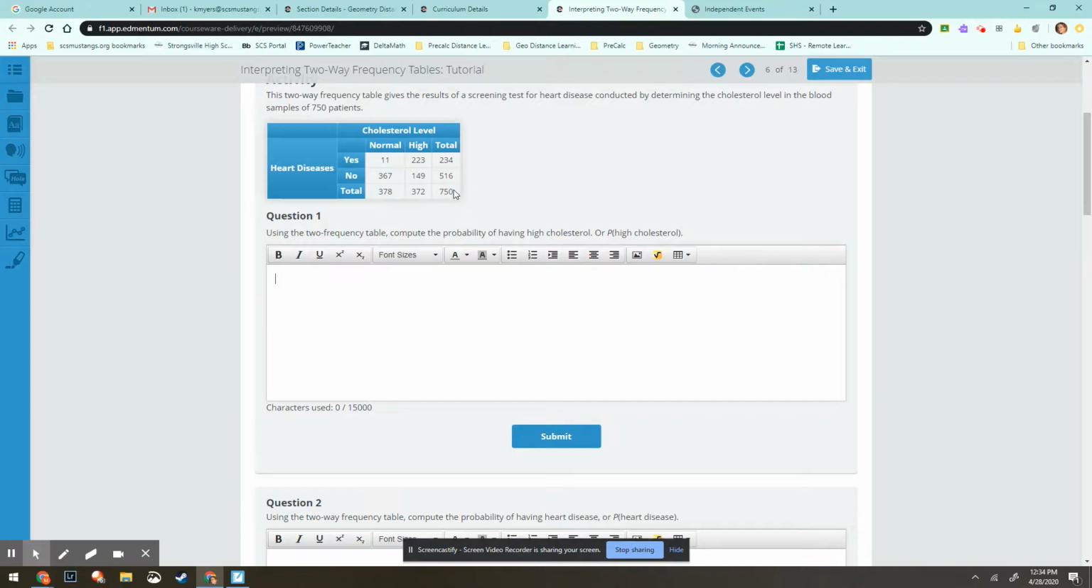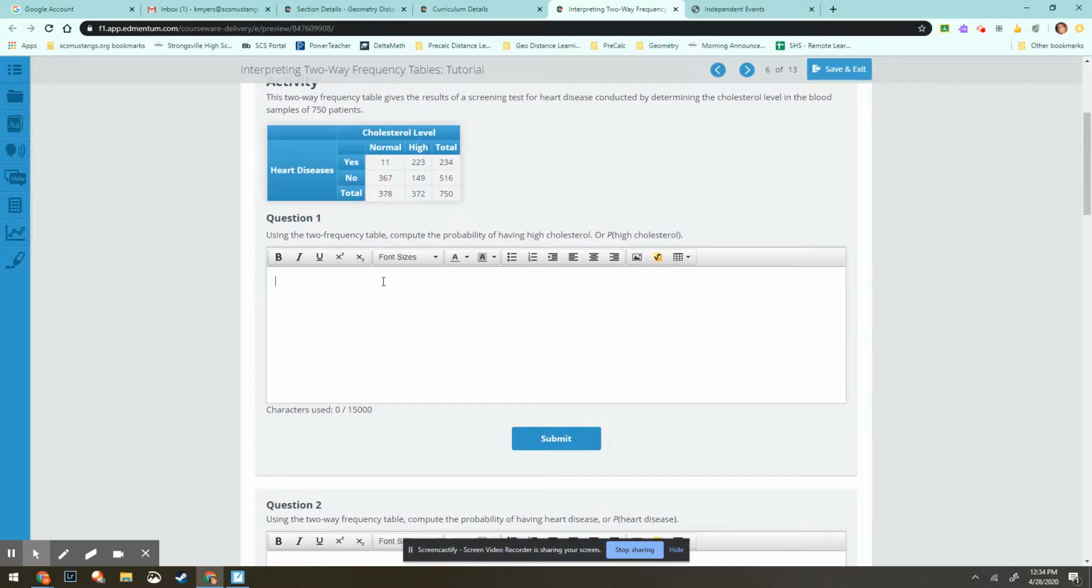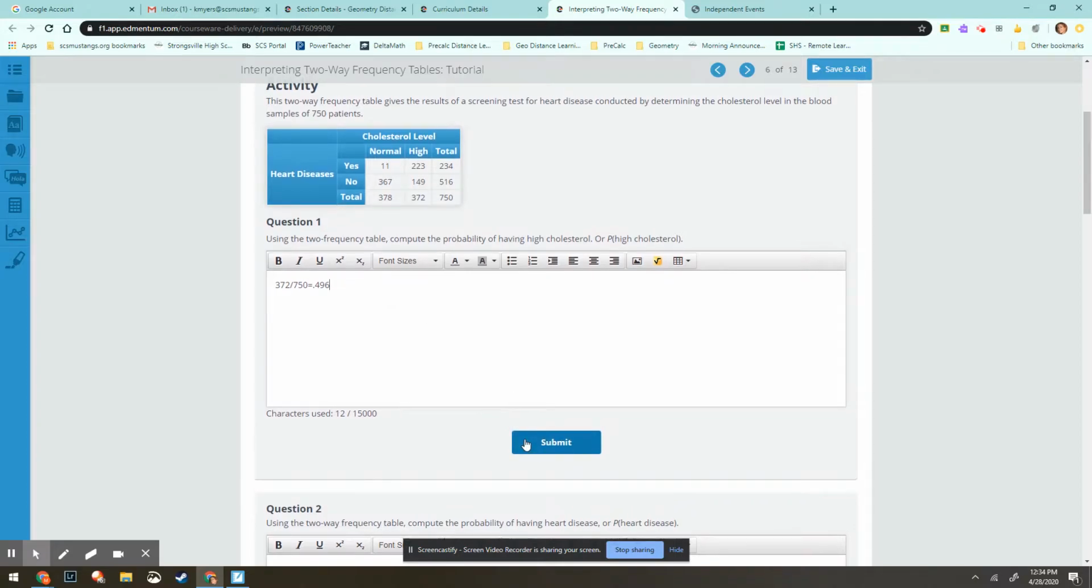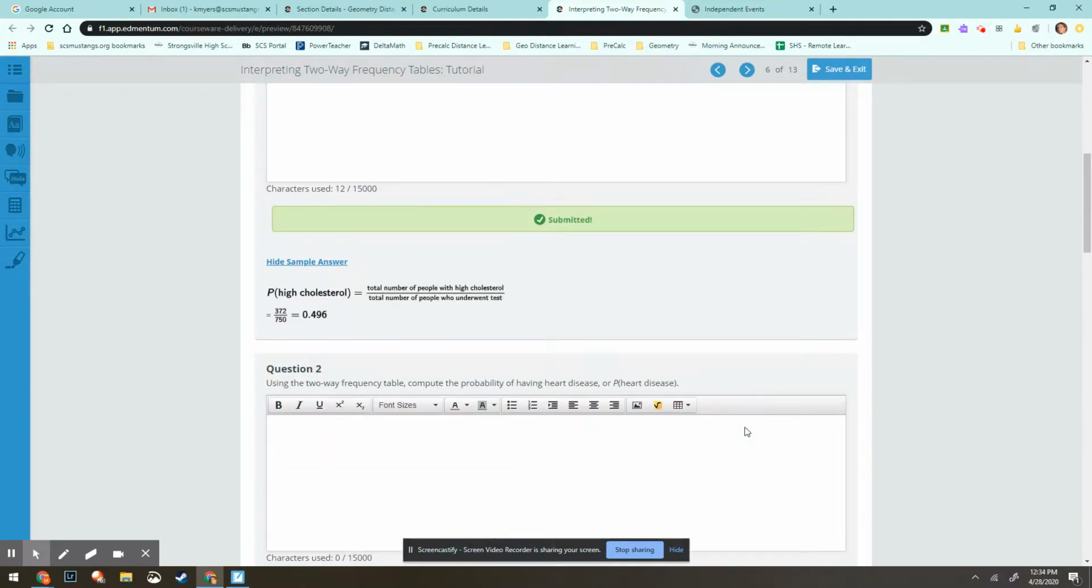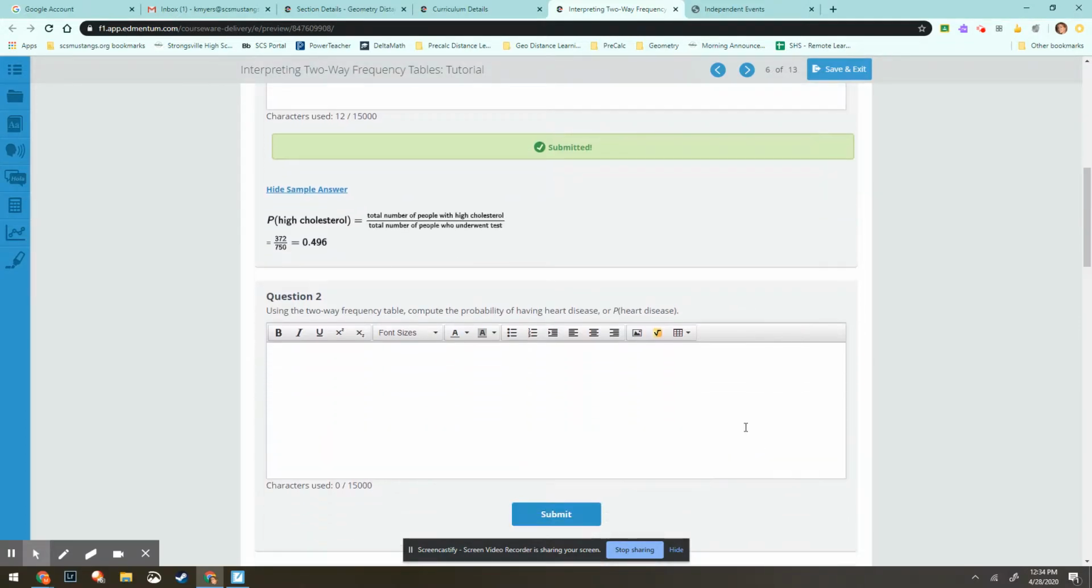Now what we need to do for this one is, first of all, recognize that the total number of people who were screened was 750. The total number of people participating will always be in that lower right-hand cell. So there's 750 people total. The total number of people who have high cholesterol, I'm going to come in the high column, it's going to be 372. So that probability is going to be 372 over 750, which, if you do a decimal approximation, is 0.496. So you have about a 49-50% chance of having high cholesterol. Not that great, but move on.